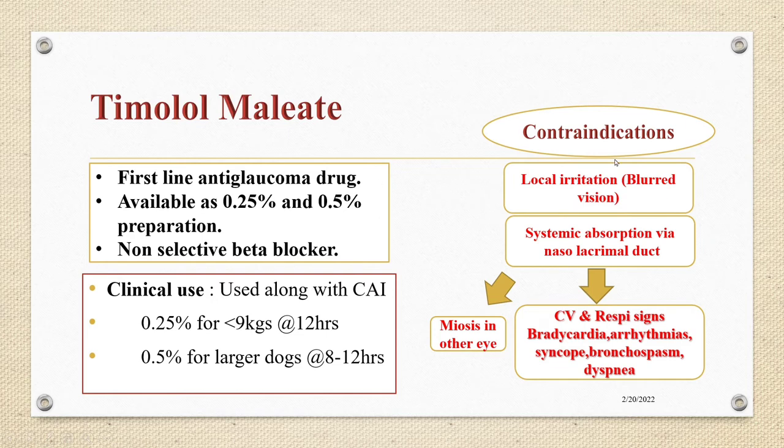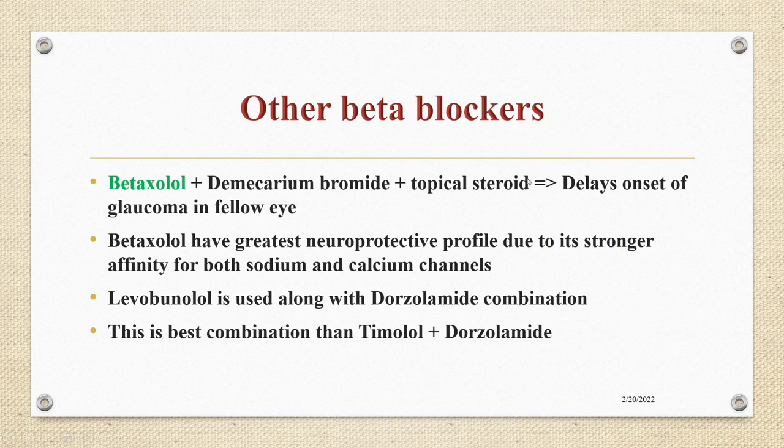The contraindications include if the animal has cardiovascular disease or respiratory signs, we should not use this, because it will lead to bradycardia, arrhythmias and dyspnea. If you give it in one eye, there will be miosis in the other eye. This is achieved by systemic absorption through the nasolacrimal duct. Other beta blockers include betaxolol. Betaxolol is useful in combination with demecarium bromide and a topical steroid. These three drugs in combination are a prophylactic treatment for the fellow eye.